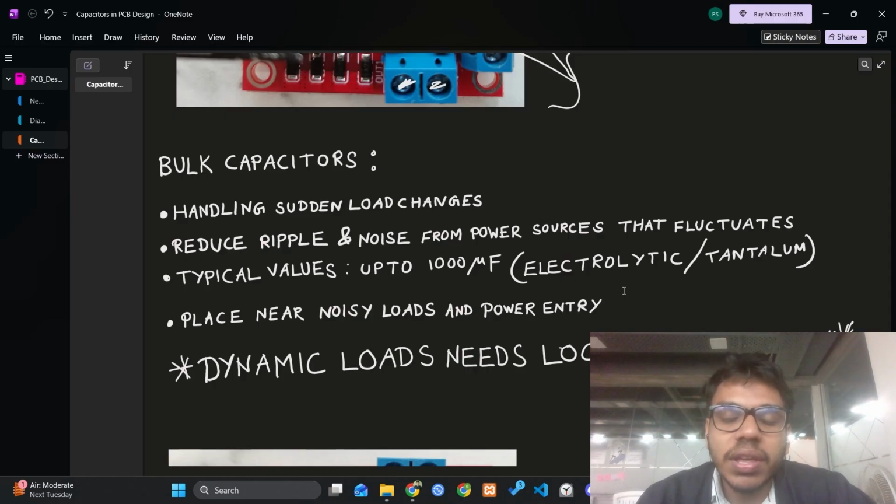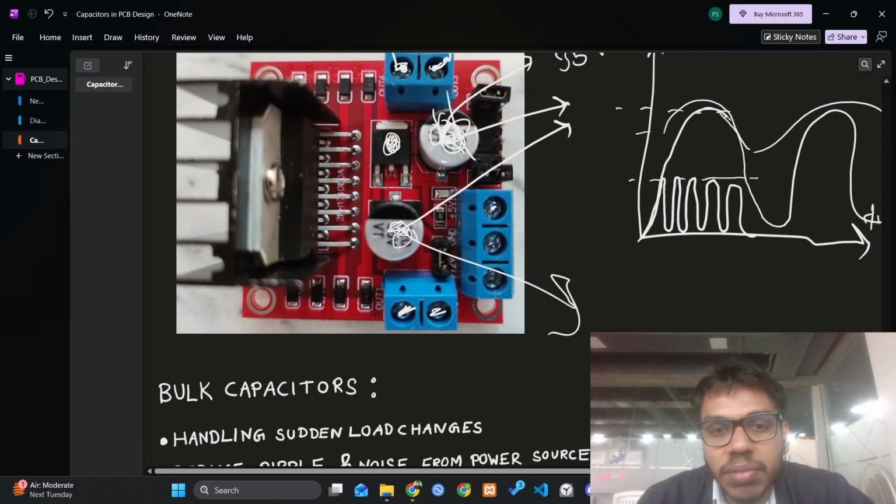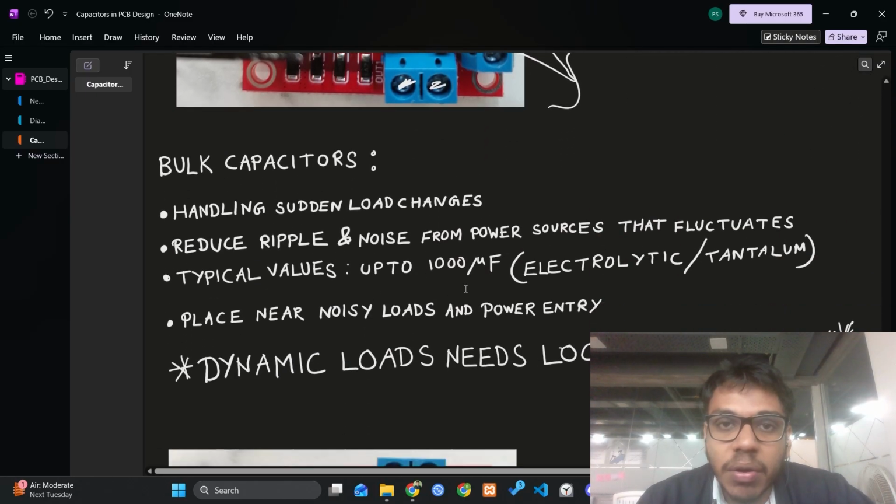And the typical value for this bulk capacitor is up to 1000 microfarad. We use electrolytic or tantalum capacitors. I'll briefly come to this electrolytic, tantalum, and ceramic part a bit later, and explain why there is a subtle difference between them. And typically, we use these bulk capacitors near the power pins of voltage regulators or power supply.